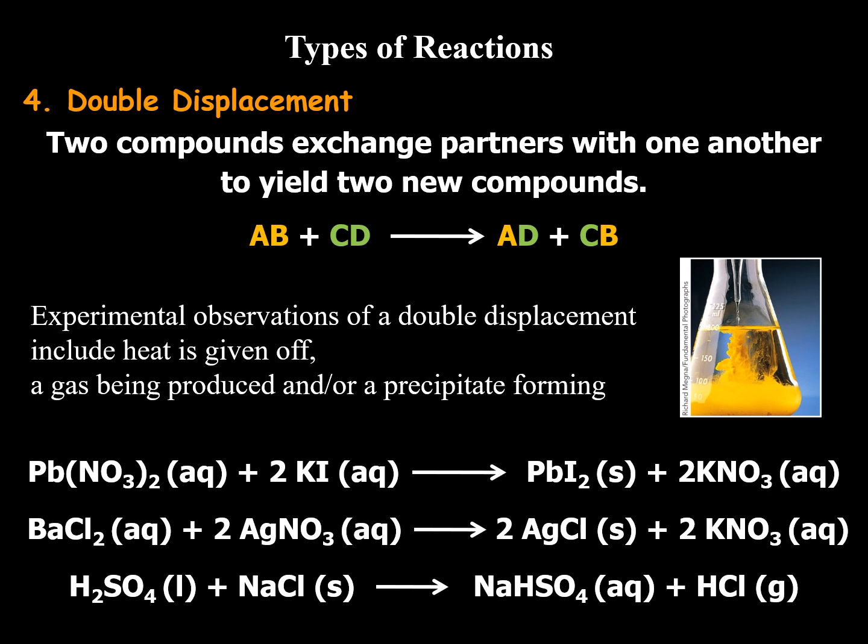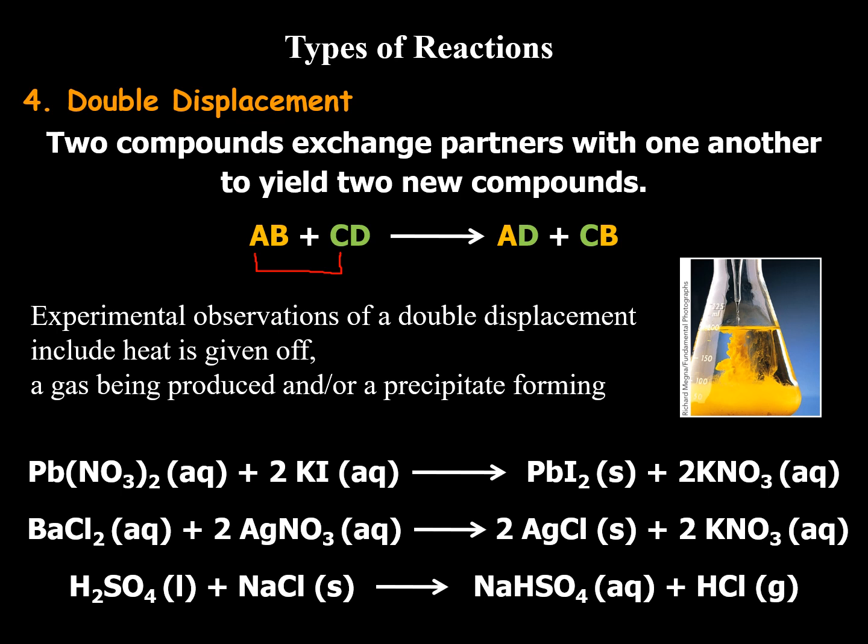A double displacement is when two compounds exchange partners with one another to yield two new compounds. So in this case, the AB plus CD will give us AD plus CB. So in this case, the A and the C switch places. You will encounter this also when you do precipitation reactions. We have a double displacement where one of the products will be a solid.